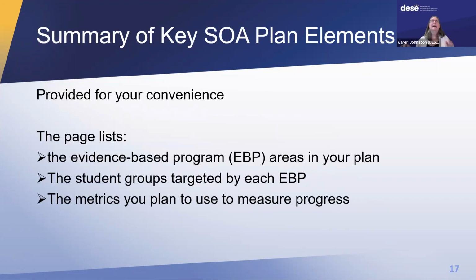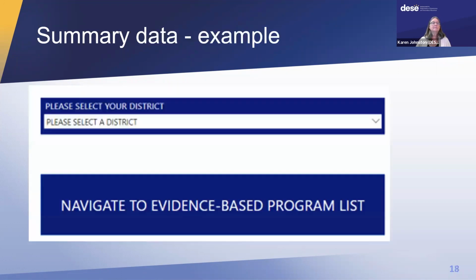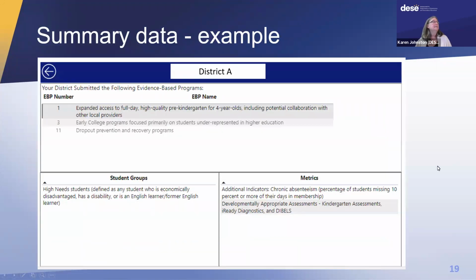So this is just a feature that's added in this year's template for your convenience. You can look at a page that has a summary of key SOA plan elements that are in your FY22 amendment. And the page will show you the evidence-based program areas in your plan, the student groups targeted by each plan, and the metrics you plan to use. So you'll see a screen like this. You can either use the drop-down menu to select your district, or there's also a search feature once you click on the arrow and you can just type in the name of your district and then navigate to the evidence-based program list. And you'll see something like this.